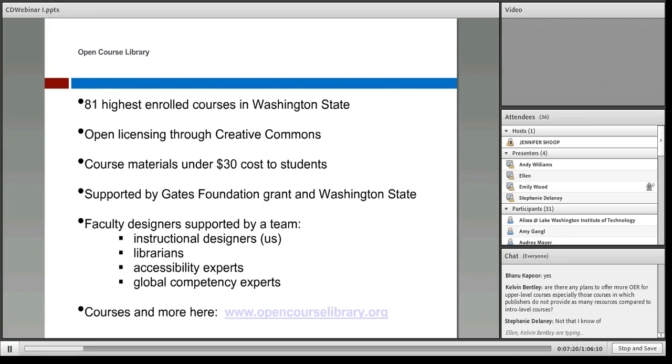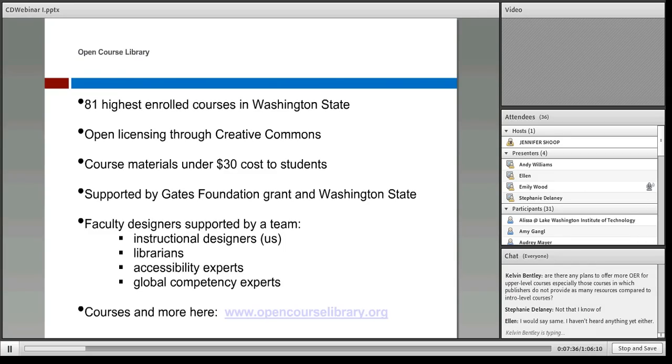I don't think that's within the scope of the current phase and the previous phase of Open Course Library, which has been focused on first and second level university or community college level courses, and most of those are intro or survey courses. But that would be great.